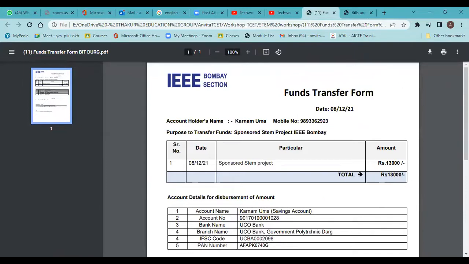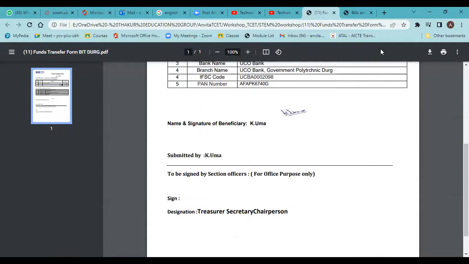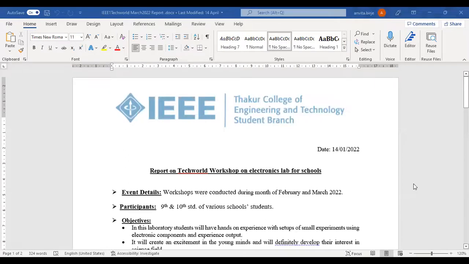This is the form. I hope all of you have already mailed me this form. This form is also required for the initial fund transfer. After today's attendance, I'll be looking into all the colleges that have attended, consolidating their account details with the name and the amount, and sending it to the Bombay section for fund transfer.